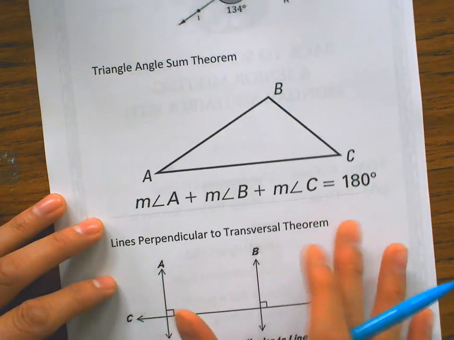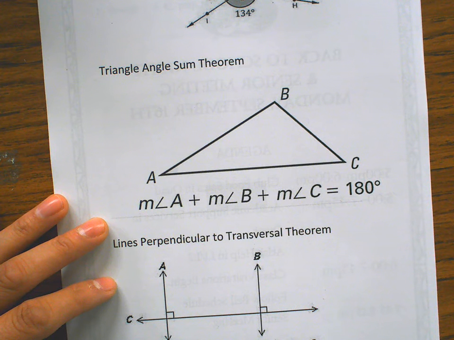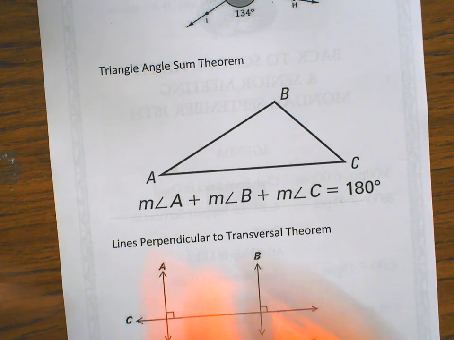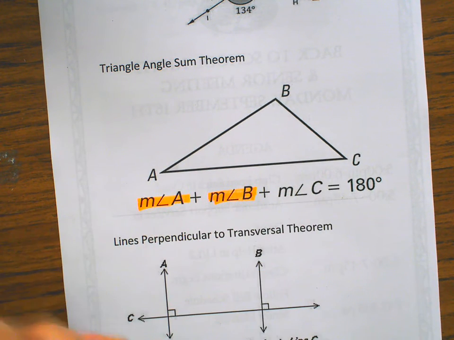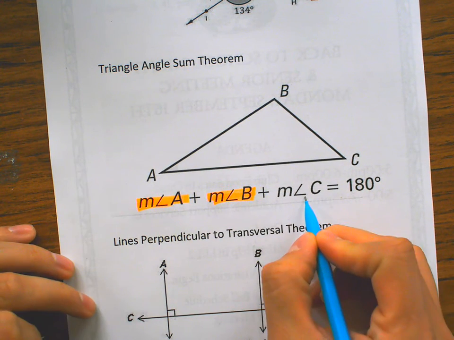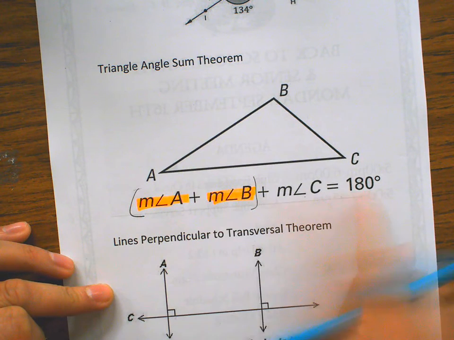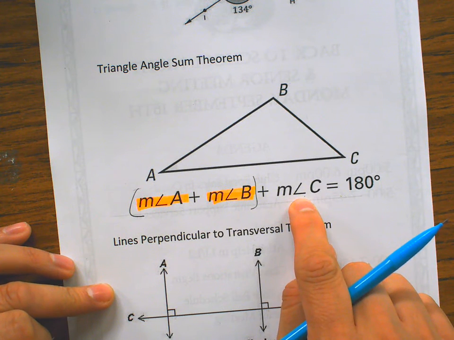Now, the second concept that you need to remember is the triangle angle sum theorem that states that the sum of the angles in a triangle is indeed going to be 180 degrees. So if you are provided with two of the angles, you can easily find the third angle by subtracting the sum of these two from 180 degrees, and then determine what the measure of this angle is going to be.